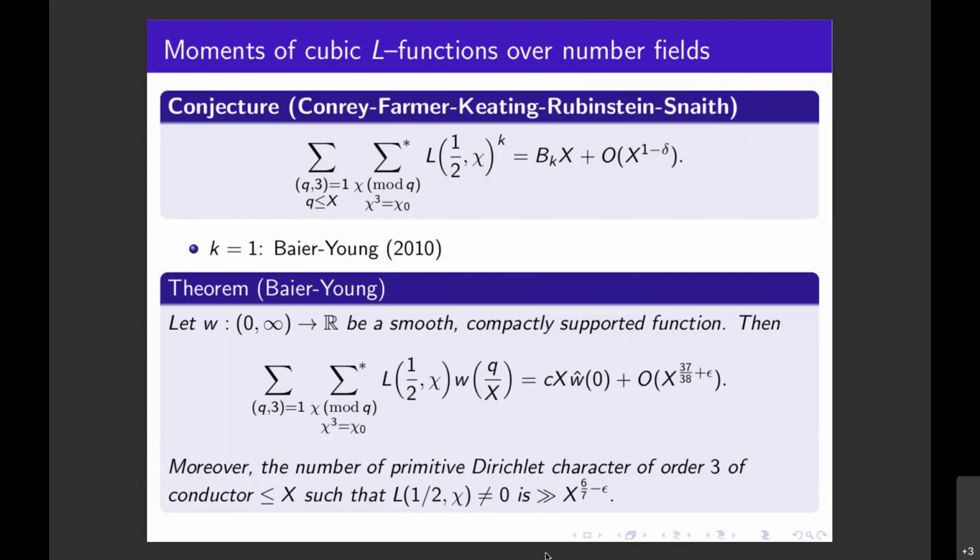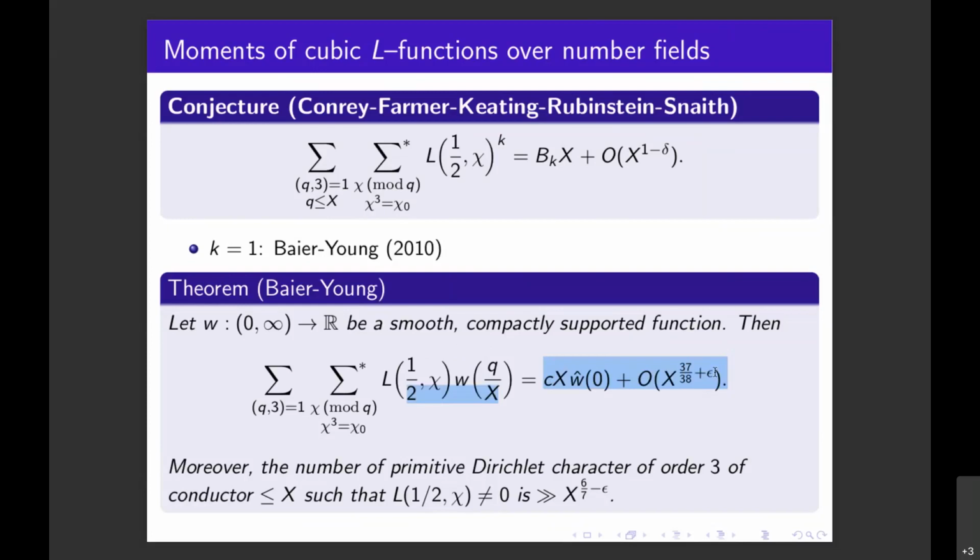So here we have this weight function, W, and this roughly means that I'm summing over conductors of size up to x, and they have this leading order term of size x, and then they have this power saving error term. Now, the second moment seems to be out of reach with current techniques, so you can't really use the mollifier method here. So what Bayer and Yang did is they considered upper bounds for higher moments of these L-functions.